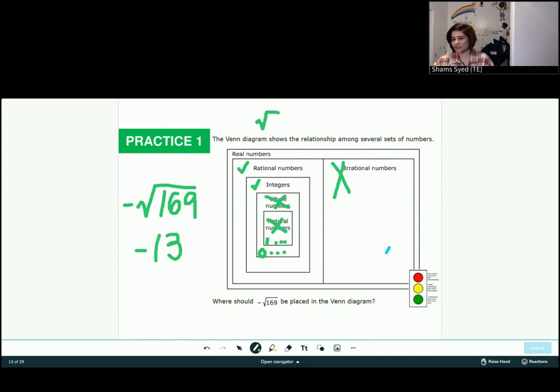Excellent. So if I were to classify this number, I would classify it like this. Negative square root of 169 is going to be part of the integers, because everything that is part of the integers is also part of rationals. See, integers lie in the belly of the rationals, right? So if something is integer, it is also rational. It lies in the belly of the rationals.